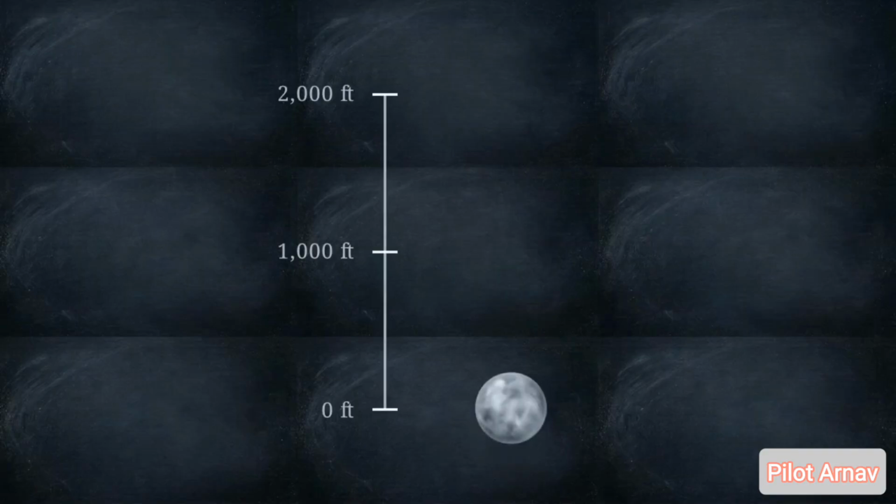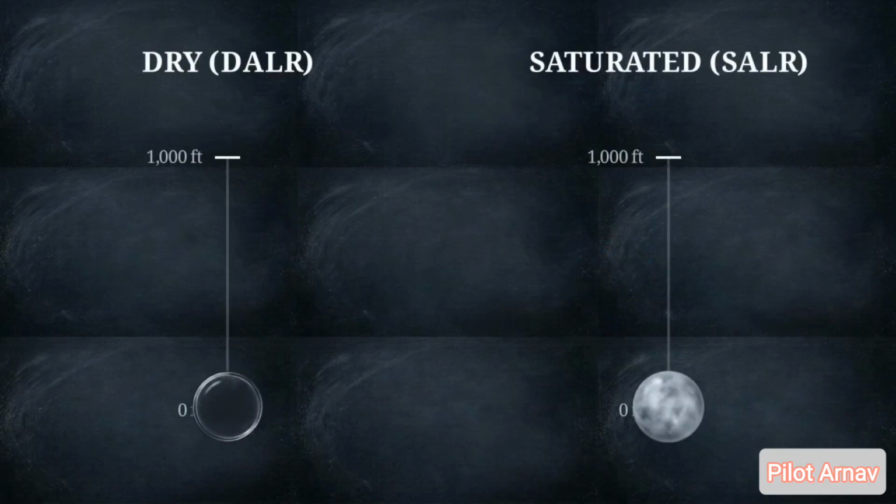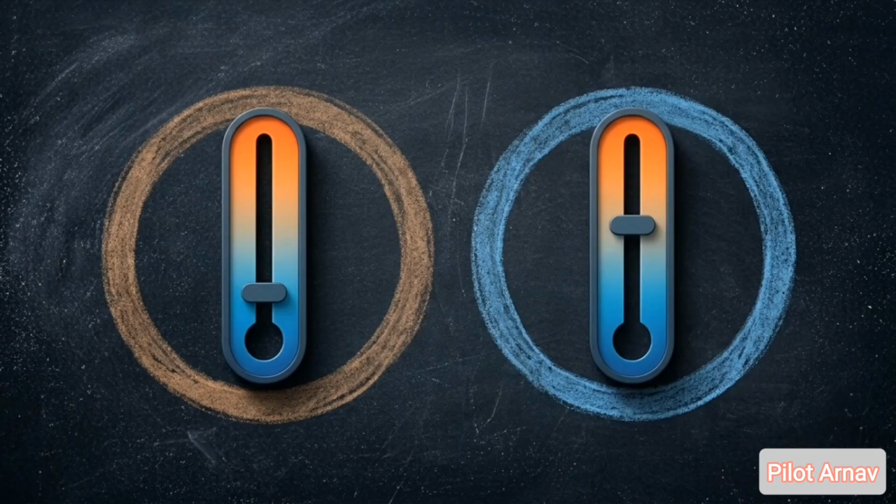Because of the moisture buffer, a saturated parcel of air cools at a rate of 1.5 degrees Celsius per 1,000 feet of ascent. Across a 1,000-foot ascent, a dry parcel loses 3 degrees, while a saturated parcel loses only 1.5 degrees. Moisture dictates how the air mass handles energy, effectively halving its rate of cooling.